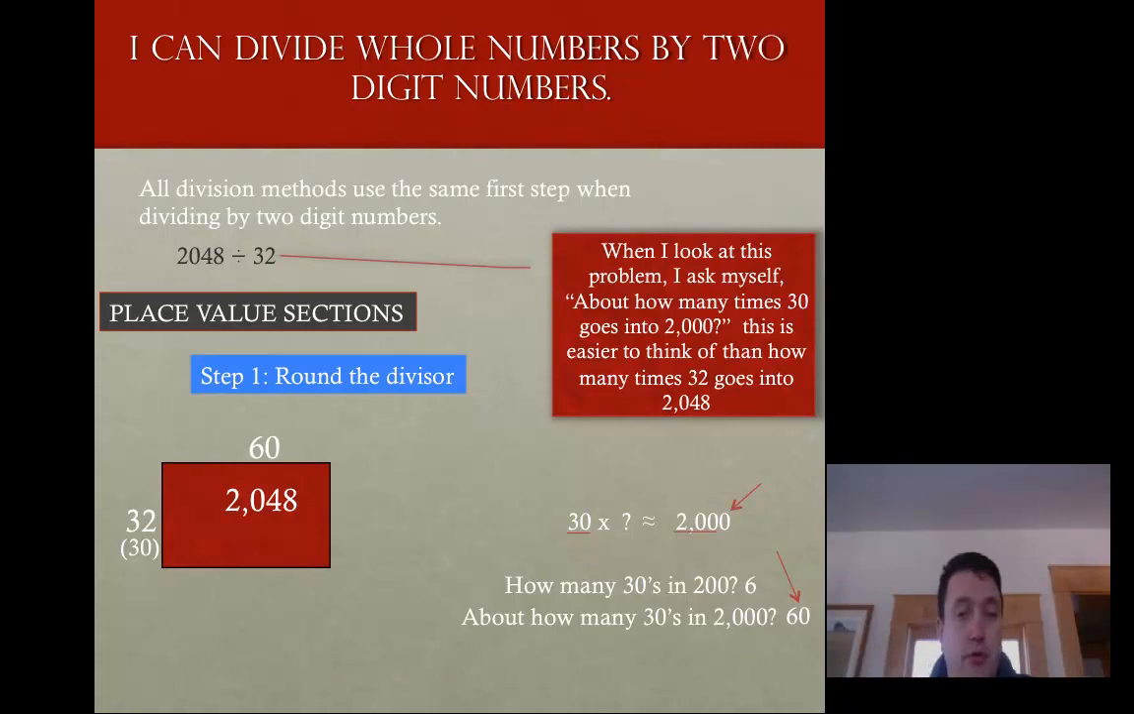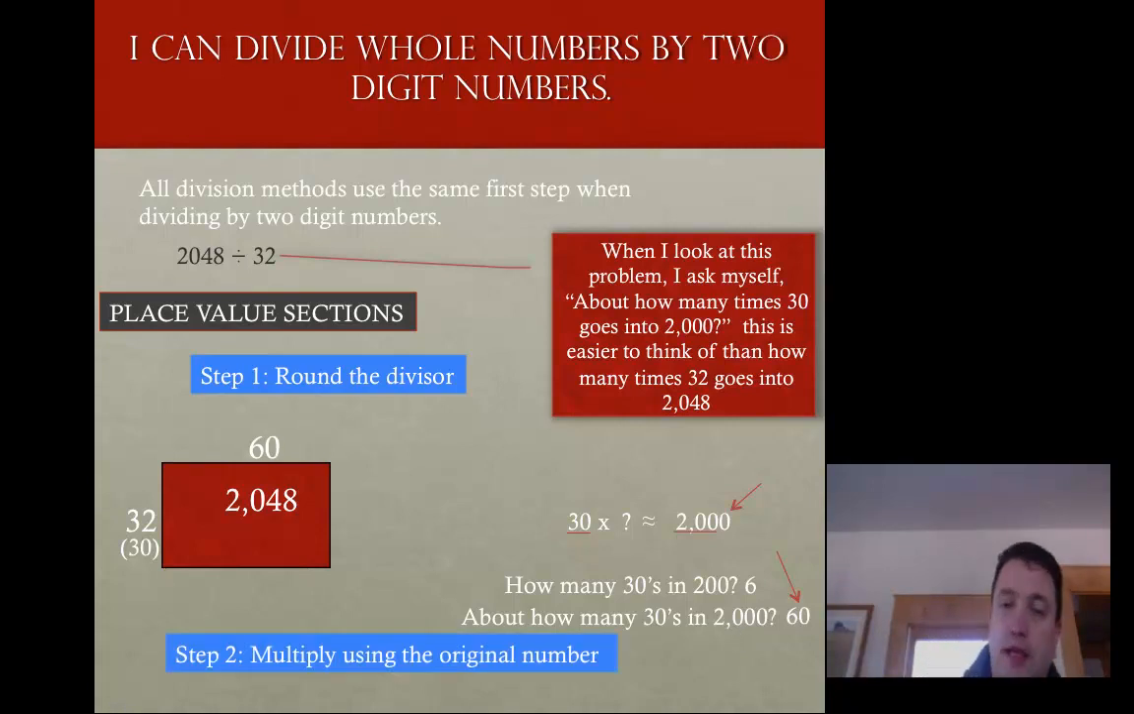Now we've got to move on to step 2. Step 2 is to multiply using the original number. So now we're going to take 60 times 32. You may have to go off to the side and write that problem out and multiply it out. You do what you need to do to help you there. That's totally okay. You might have to add that extra step in there.